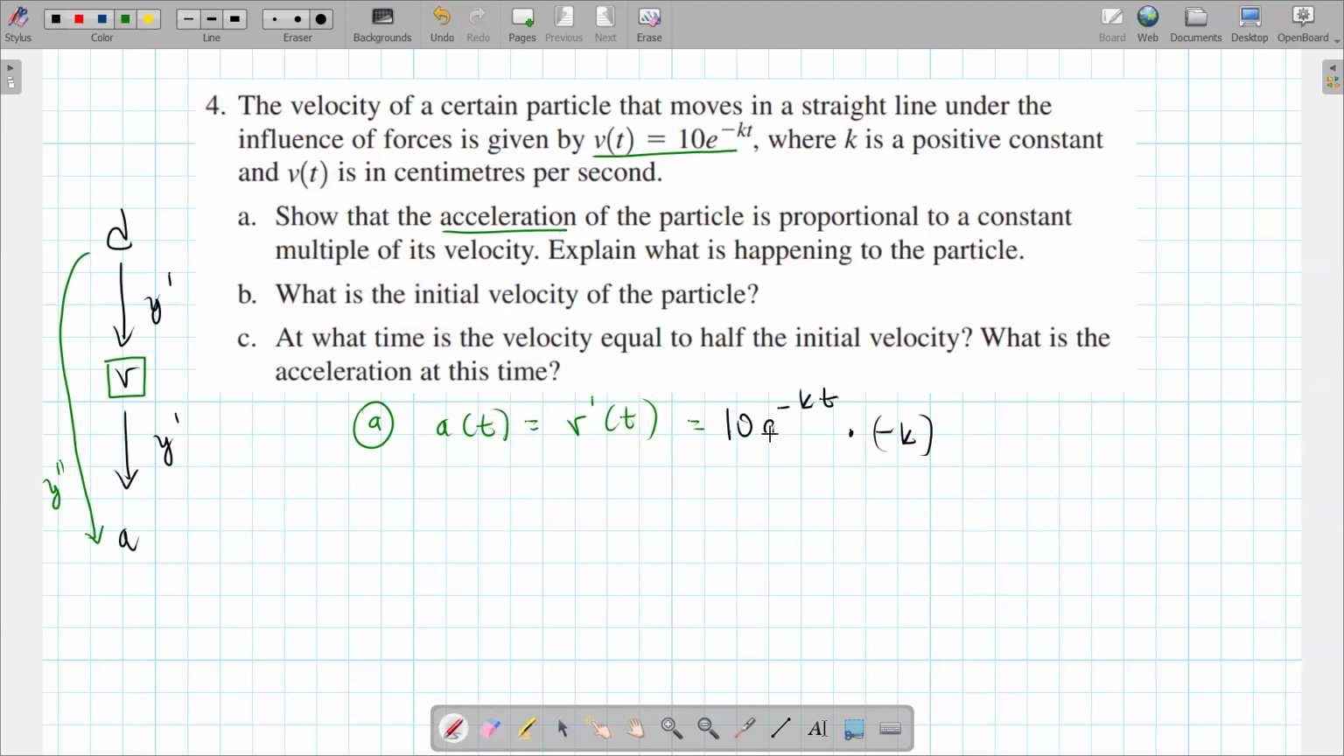So ultimately what this is, is just the original velocity function. So that's just v of t. We're multiplying the original function by a constant negative k. Cool?